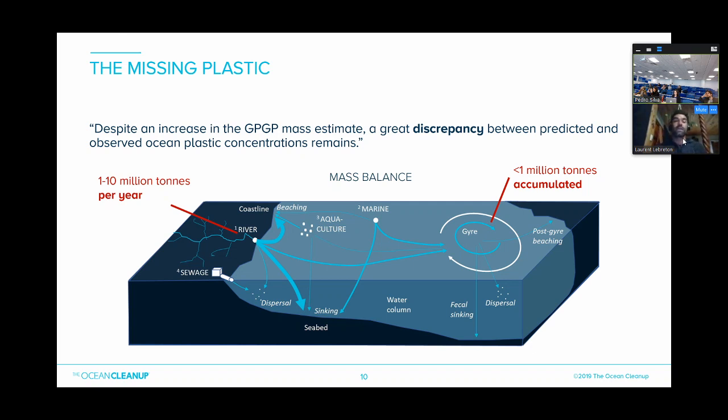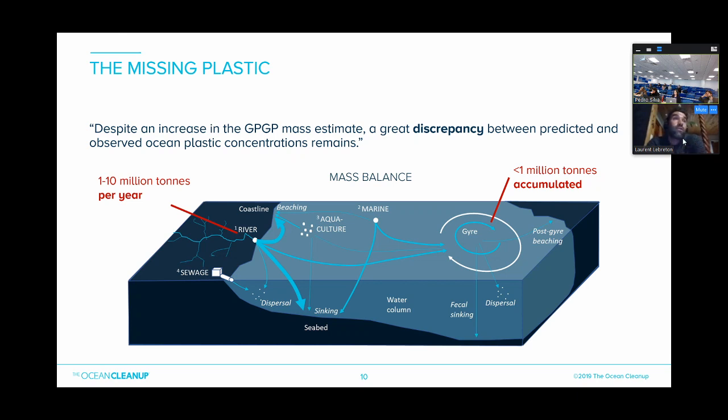There are estimates in the order of millions of tons of plastic entering the ocean every year, and over the surface of the complete ocean, there's probably less than 1 million tons accumulated, right? So what's happening to all this plastic? There's this discrepancy, and I think there are mainly 3 reasons that can explain it. The first one is that we're overestimating the source, and that's not a given, because right now we have that study that talks about 8 million tons of plastic entering the ocean.